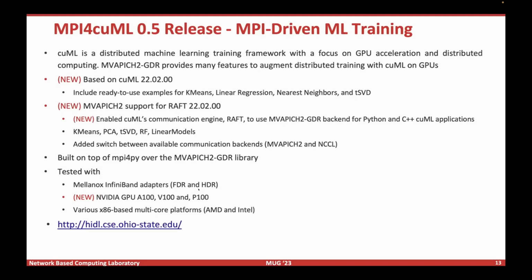This supports MVAPICH2-GDR, and it also supports a bunch of ML algorithms that are available in cuML 22.2, which is the February 22 release of cuML. It's now possible through command line switches to switch from NCCL to using MVAPICH2-GDR and make use of the software. This particular software is available from our HiDL website, and you can go and download this and give it a try.